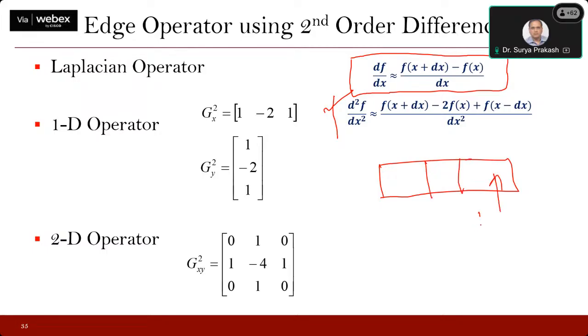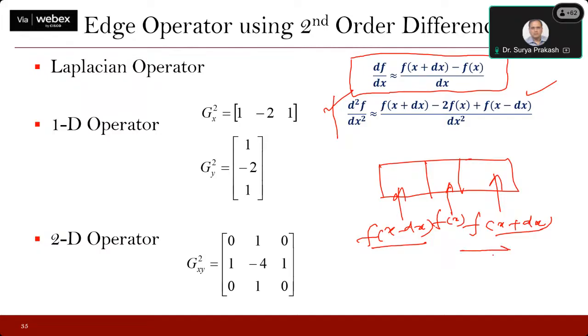This is your f(x+dx). This is your f(x), and this is your f(x-dx). So at the first level, you are computing the difference between this and this, right? And then when that difference is available, on that you are computing the difference again. How so? Let us compute that. When you are computing the first order difference, what will be the difference with respect to this and this? It is going to be f(x+dx) minus f(x), right?